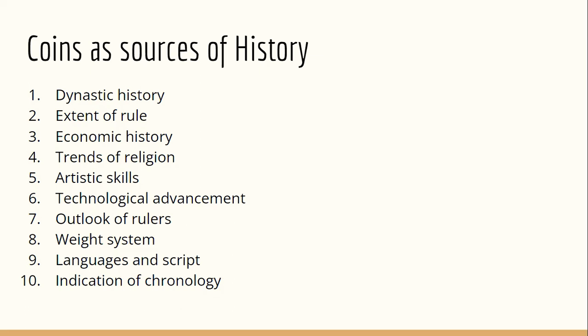When we see the coins, different things, different symbols are depicted on the coins, and the metals which are used to make the coins, and all this helps us to trace some aspect or the other of history. For example, the very first thing, dynastic history. Coins help us to know about the genealogy of the kings. They help us to know about the dynastic history of a particular dynasty.